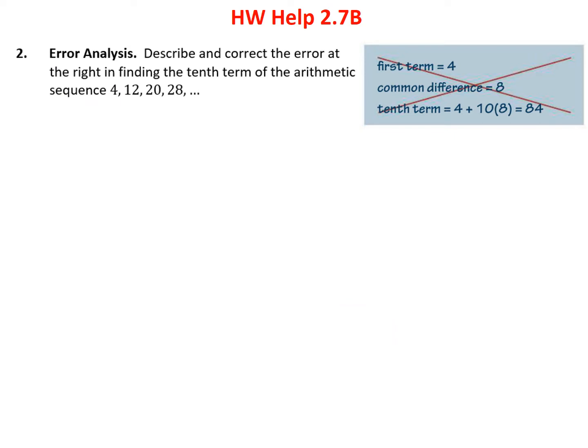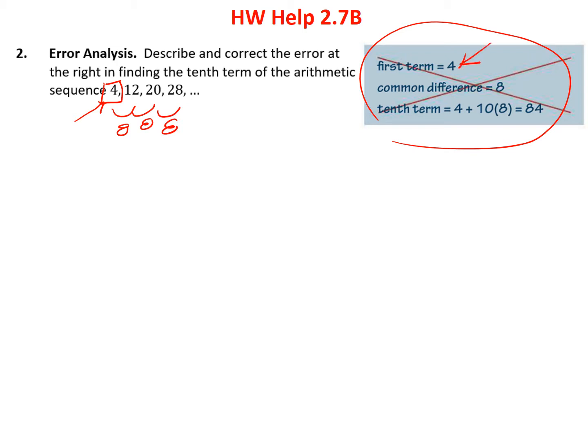Problem 2 is an error analysis. It asks us to look at this situation here and see what's the issue. Now, if I look here, I see that the first term is 4, so that's okay, and the difference is 8. Okay, so they've got that right, 4 and 8. And now my explicit equation is going to be the nth term equals the first term, which is 4, plus n minus 1 times 8.